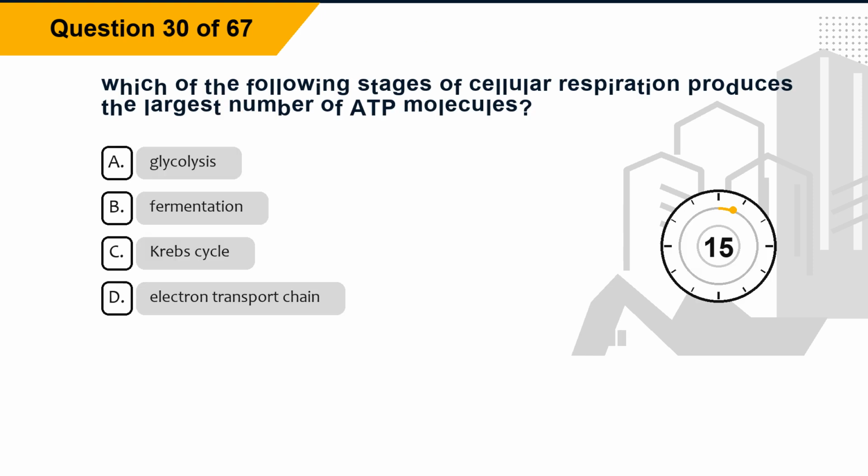Question 30. Which of the following stages of cellular respiration produces the largest number of ADP molecules? Option A, glycolysis. Option B, fermentation. Option C, Krebs cycle. Option D, electron transport chain.